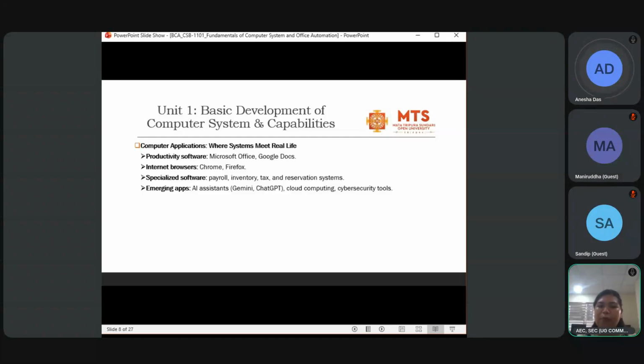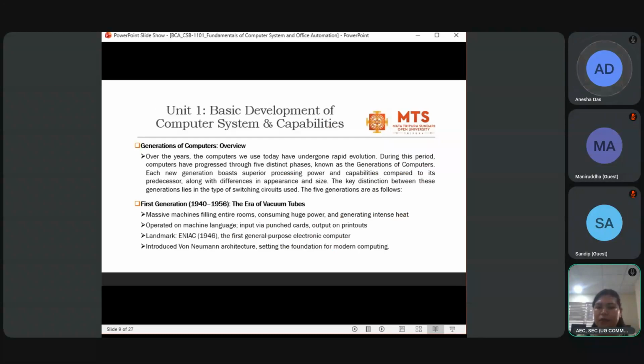And emerging apps like AI assistants, Gemini, ChatGPT, cloud computing, cyber security tools, and more, Alexa, and what else? What else are emerging tools now? Perplexity, and what is there? LLM notebook, and more coming up in emerging apps. Okay, these are the AI assistants.